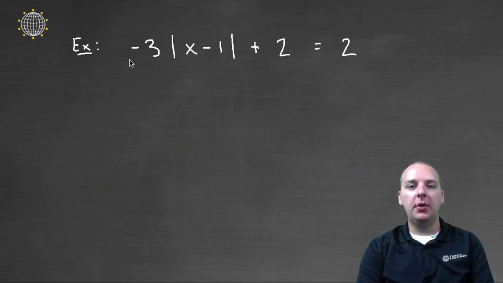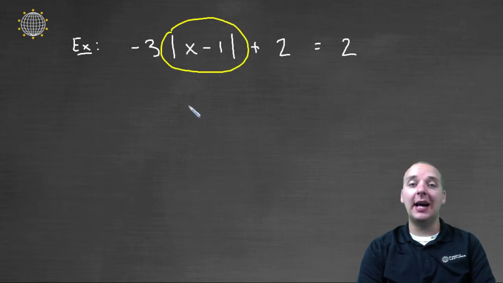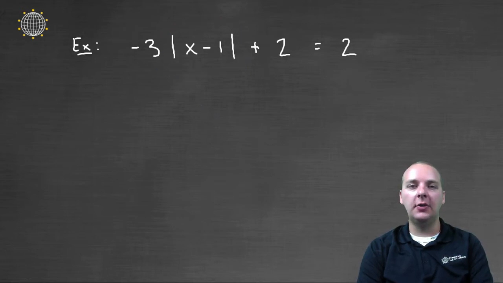All right, this one here, we have negative 3 times the absolute value of x minus 1, plus 2, equals 2. Now, I made a comment in the previous video that you can't set anything equal to 2 and negative 2 or those sorts of things until this absolute value expression is isolated all by itself on one side of the equal sign. So that's the first thing I have to do.